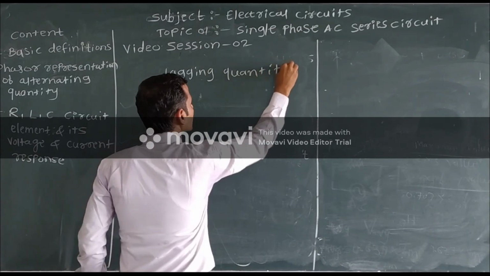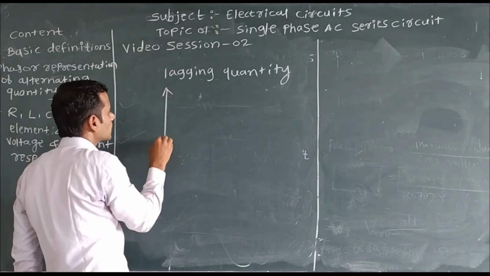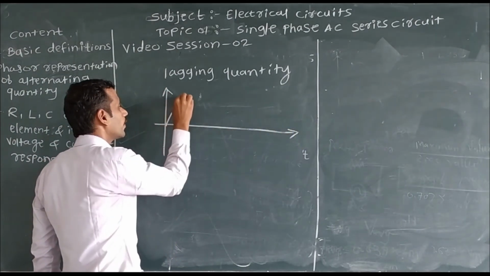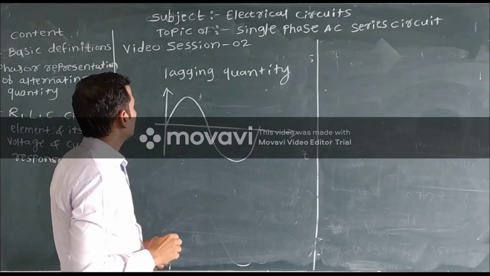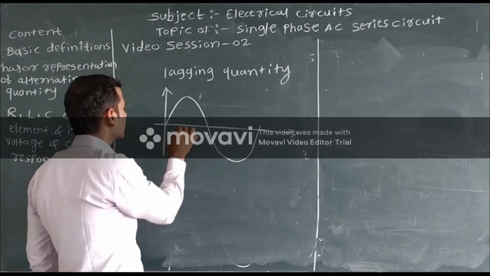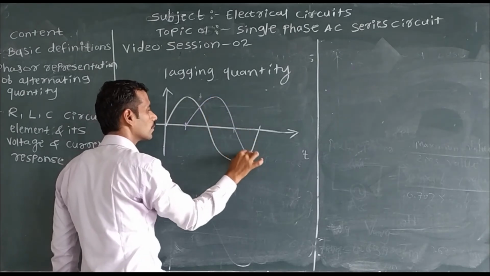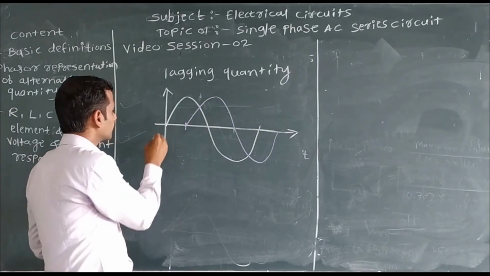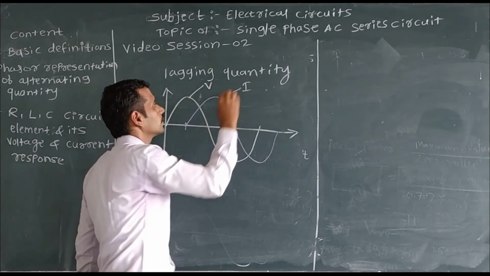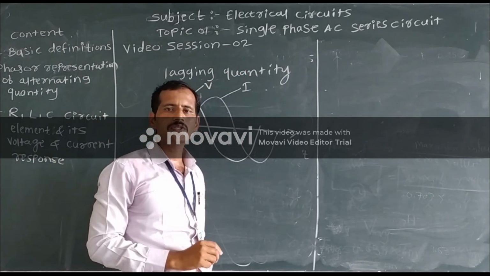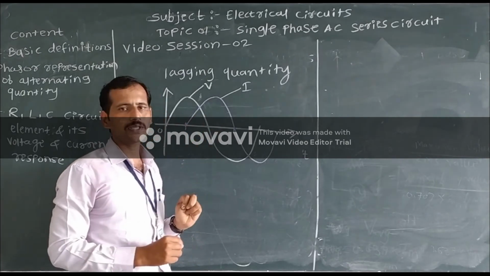Next, lagging quantity. A lagging quantity is a quantity which reaches its zero and maximum value later than the other quantity. Means we are taking voltage. First we will take voltage, then current.